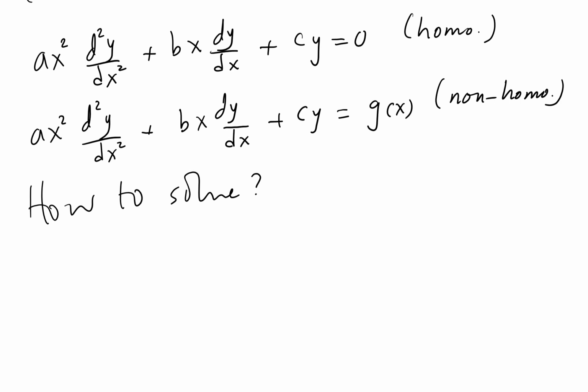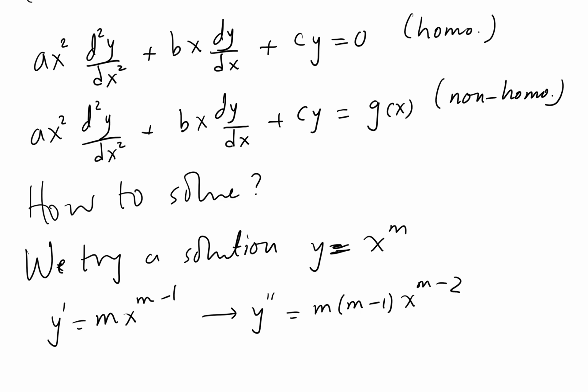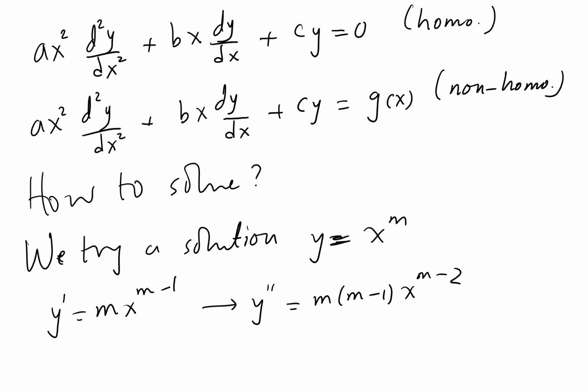Okay, what's the trick to solve them? Well, we start with this. We try a solution in the form y equals x to the m. We need y prime, m x to the m minus 1. And then we find y double prime, m times m minus 1 x to the m minus 2. Why did I find them? So this is the trick to solve them.